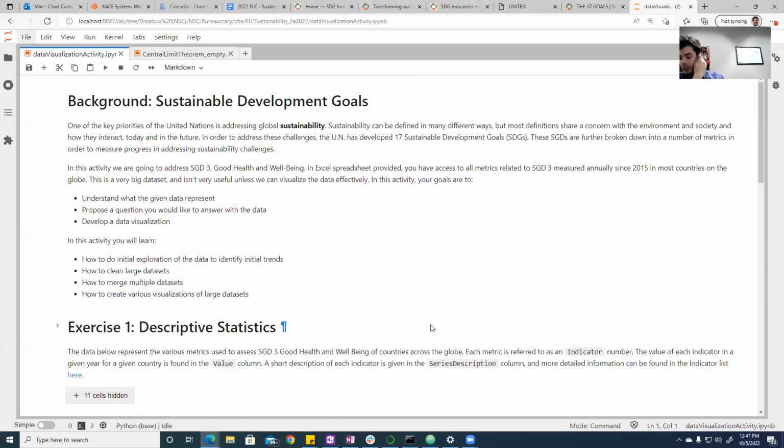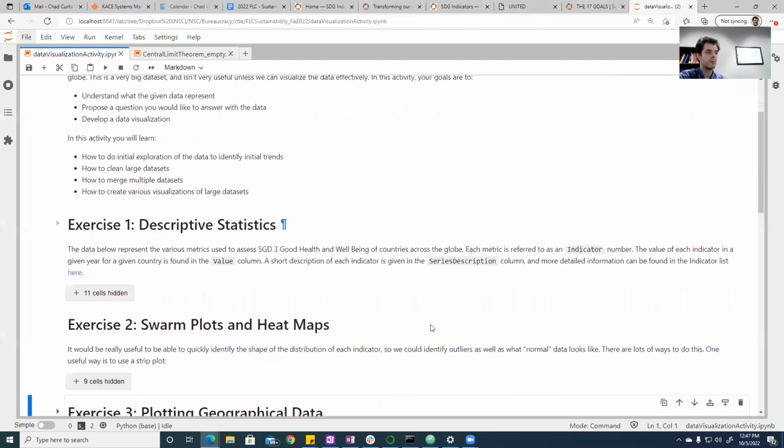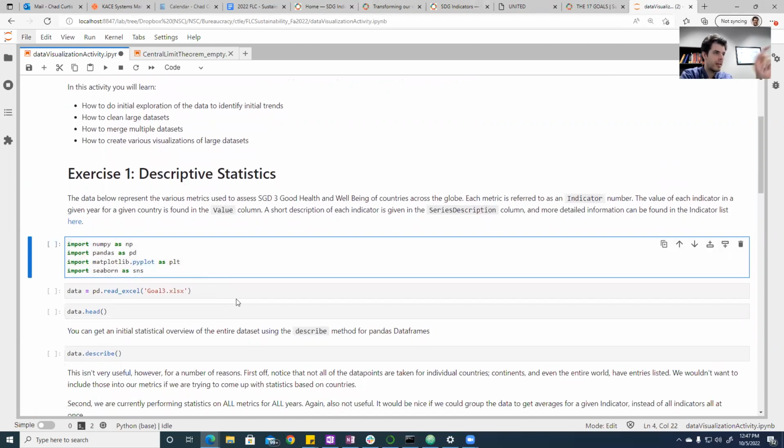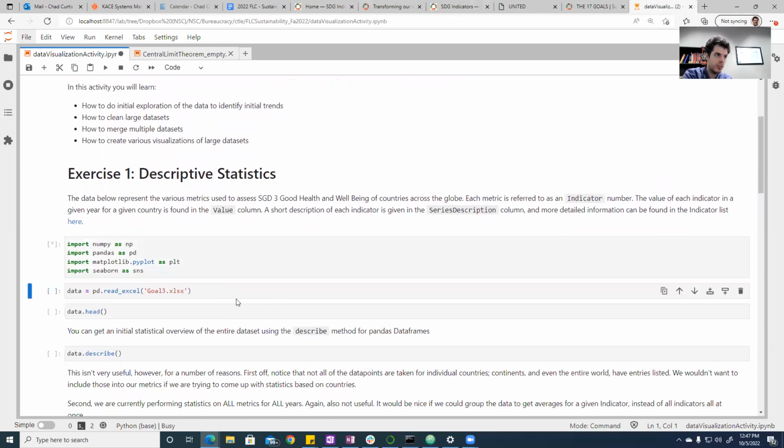Okay, so in the first exercise, we're going to take a look at the data and do some quick summaries. This is familiar ground, what we've already done before. If you open this first cell, you should have access to the Goal 3 Excel spreadsheet. This needs to be in the same folder for this notebook to run. It contains all of the data for the Sustainable Development Goal 3 data set. It is very large, so it will take a minute to load on your computer.